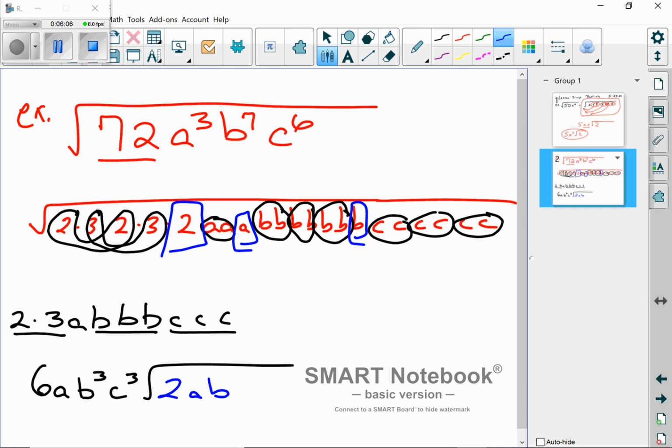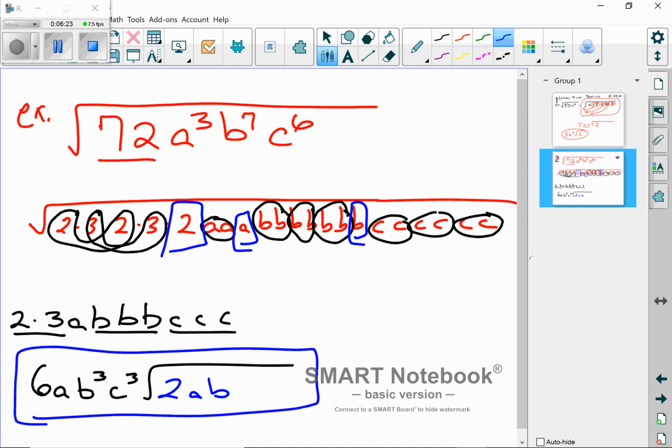I mean, guys, you've got to realize you're never going to have a power on a variable higher than 1 under the radical sign here. If you do, you can pull something else out. So any letters that are left over have to be to the first power. I mean, if you think about it, right? All right, final answer here: 6ab cubed c cubed times the square root of 2ab.